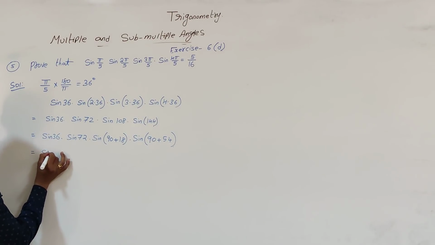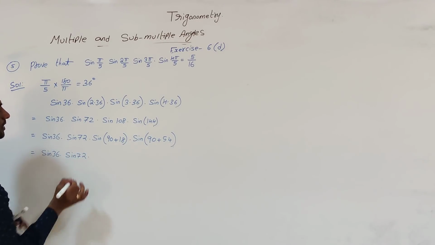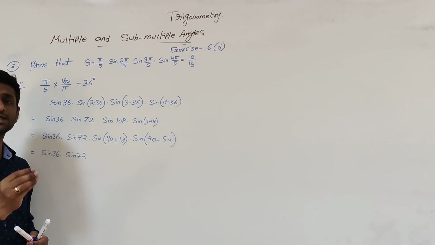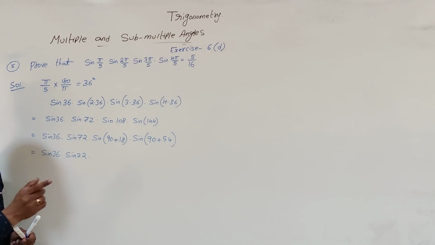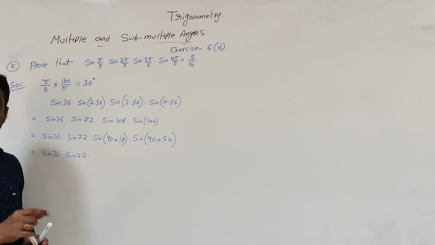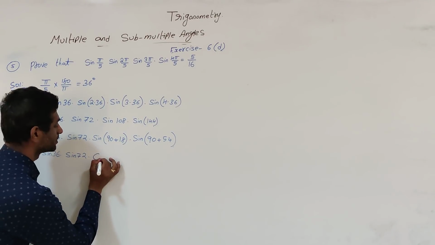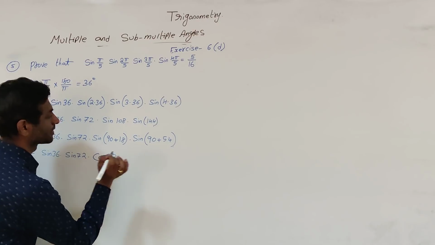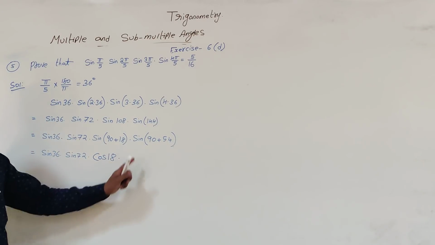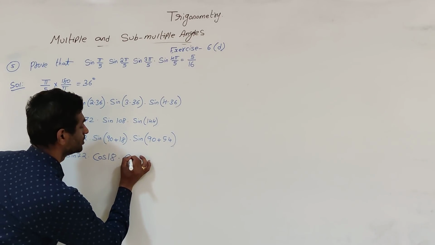So sin 36 into sin 72, into sin of 90 plus theta. 90 plus theta is an angle that lies in the second quadrant. In the second quadrant, sine has a positive value, and the trigonometric ratio changes since it is an odd multiple of 90. So it becomes cos 18. Again, 90 plus 54 lies in the second quadrant where sine is positive and the trigonometric ratio changes. It is equal to cos 54.